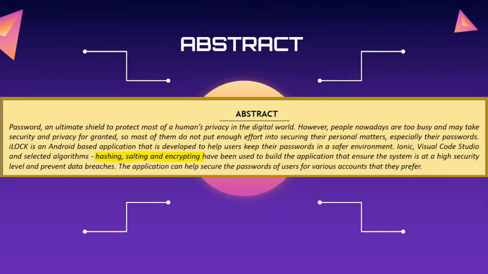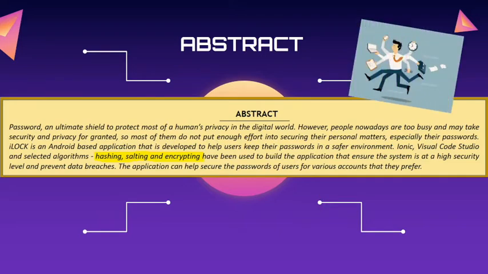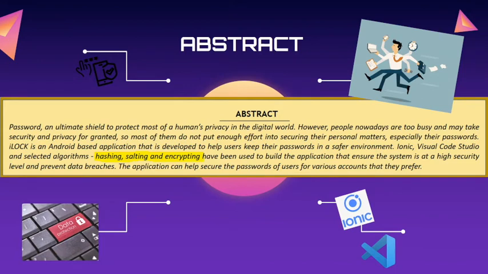Passwords are used to protect most of a human's privacy in the digital world. However, nowadays, people are too busy and they do not put enough effort into securing their personal matters, especially their passwords. An Android-based application named iLog has been built to help people keep their passwords in a safer environment. Tools like Ionic, Visual Studio Code, and selected algorithms have been used to build this application, ensuring the system is at a high security level and preventing data breaches. This application helps users secure the passwords for various accounts that they prefer.